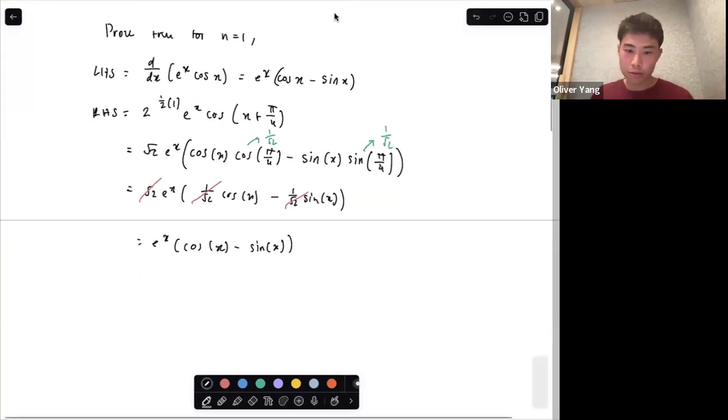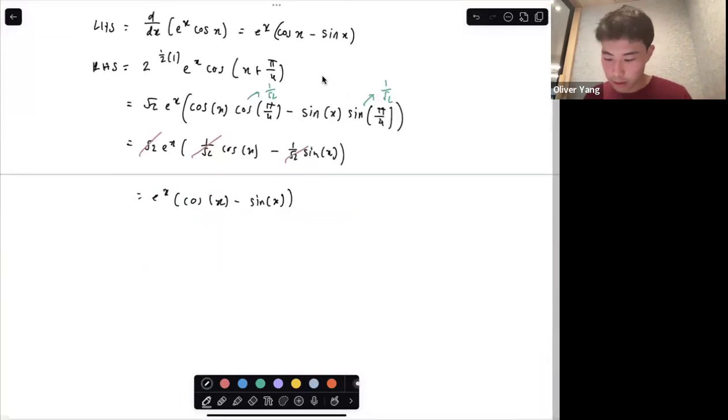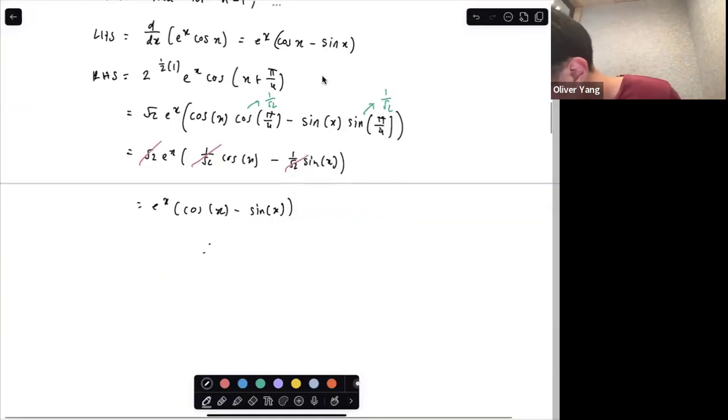And so we've just proved it true for n equals 1, right? So we can say therefore the result holds for n equals 1. Okay, left side equals right-hand side.